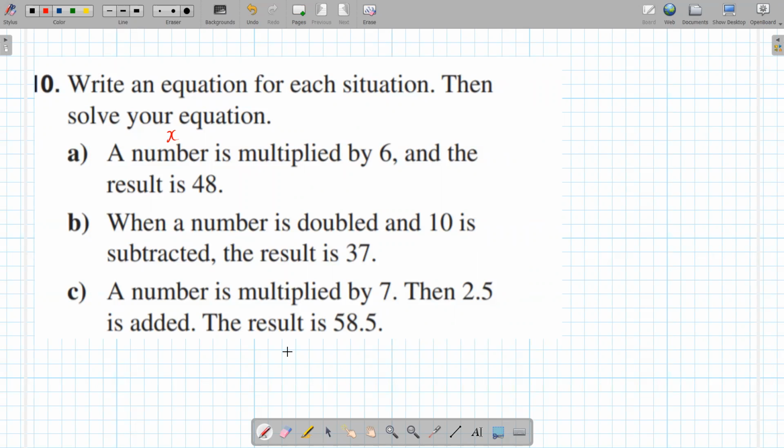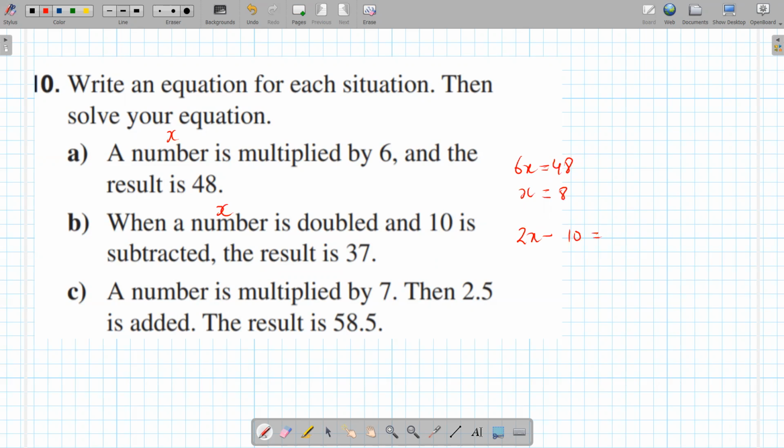So what is the equation? 6x equals 48. Perfect. Now how do we solve this? You just divide by 6. So 48 divided by 6 is 8, and that's our number. Let's look at B. When the number, our number is x, is doubled and 10 is subtracted, the result is 37. So the equation is 2x minus 10 equals 37.